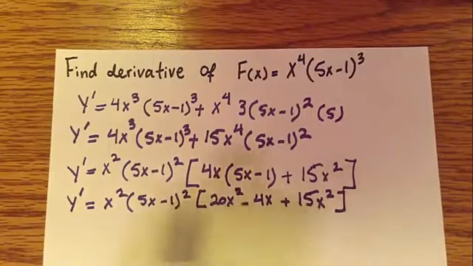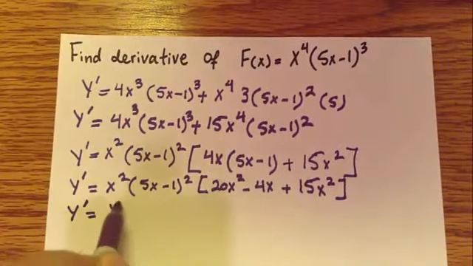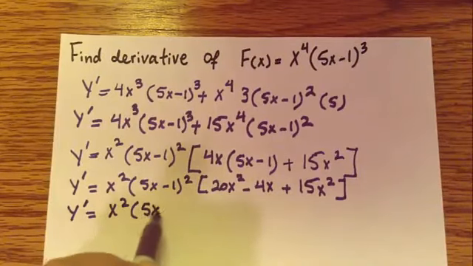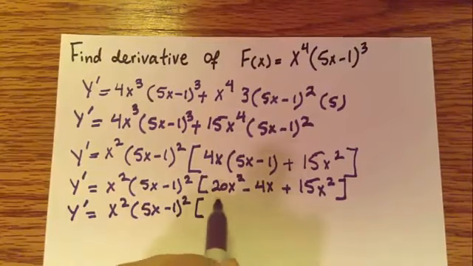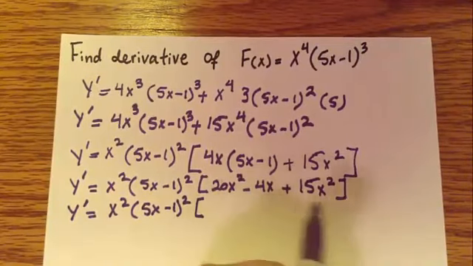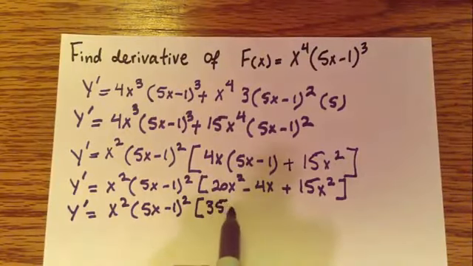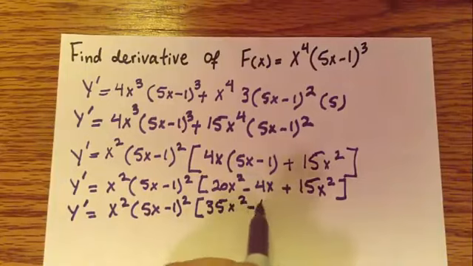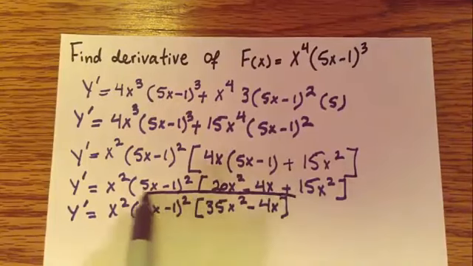So let's see, I can add 20 and 15, so wow, this is a long one. So x squared times (5x minus 1) squared times (20x squared plus 15x squared, that's going to give me 35x squared minus 4x). So let's see, there's nothing I can really do here, so this is going to be my final derivative.